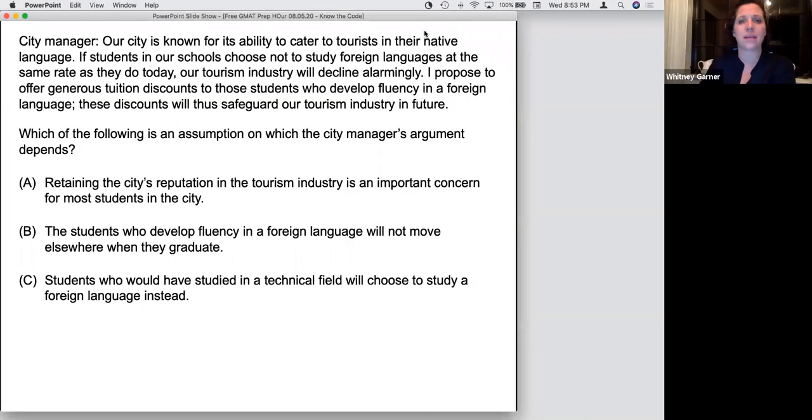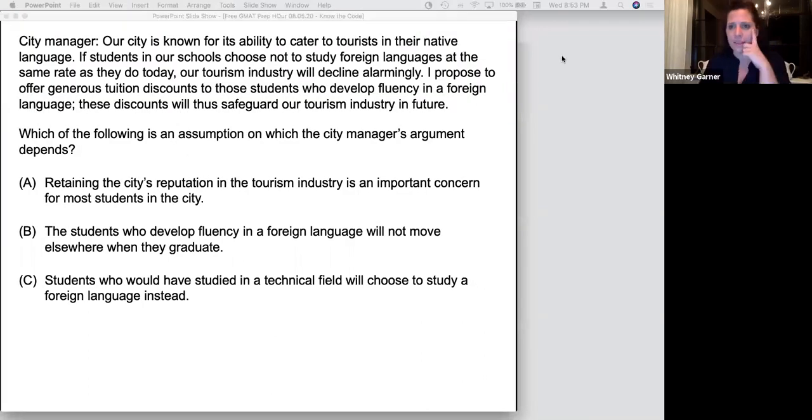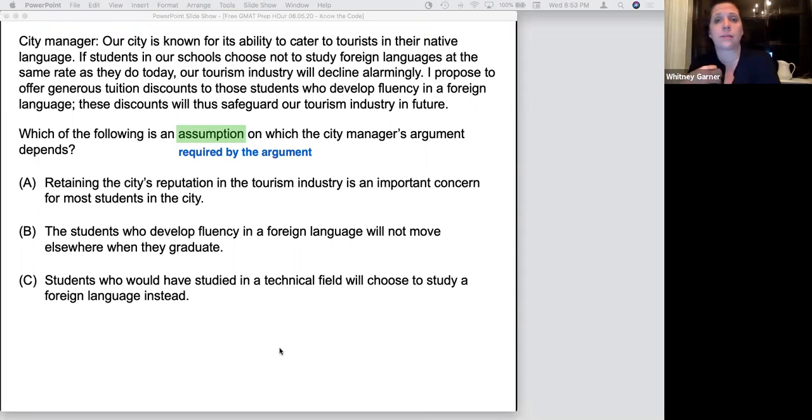So if I know that I'm in an assumption question, I'm going to think to myself, okay, assumptions are things that are required by the argument, meaning that answer choice has got to be true or my whole argument falls apart. And my city manager's argument is that our tourism industry is potentially in trouble because students aren't studying foreign languages. To fix that, we're going to propose a discount and hopefully incentivize students to become fluent in order to get this discount.